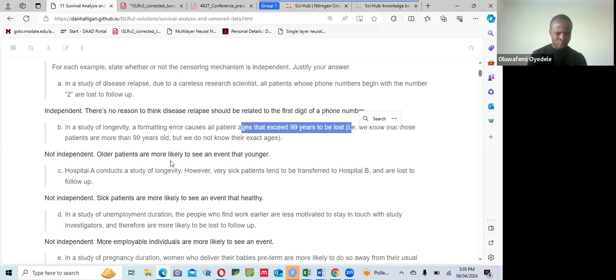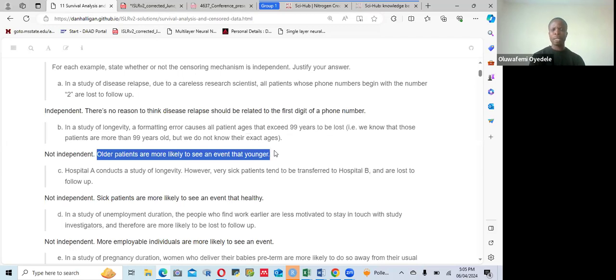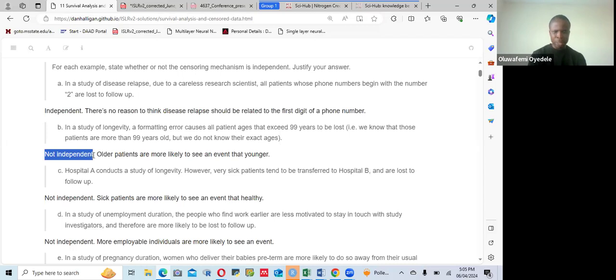It's not independent because older patients are more likely to see an event than younger patients. As we age, something might occur, the patient can fall sick, he can even die. So anything could happen at any time as we age, and that is not independent.